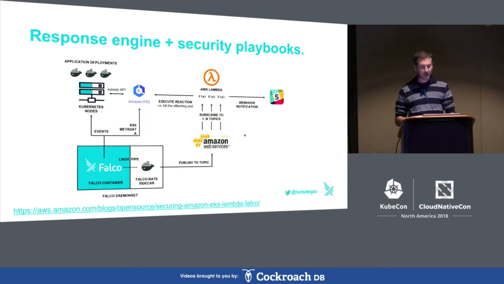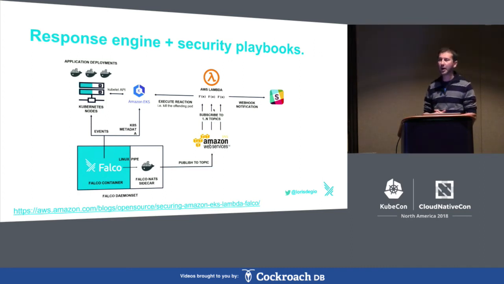The second way is a blog post that was published by Amazon that shows how to use Falco on AWS by using a NATS sidecar that pushes the events to AWS Lambda. And then we can have functions that can perform a bunch of stuff. For example, on one side, send notifications on Slack using webhooks. And on the other side, execute some form of reaction using the Amazon EKS API, for example, to, I don't know, taint the machine or stop the pod or kill the container or arbitrary stuff like that.